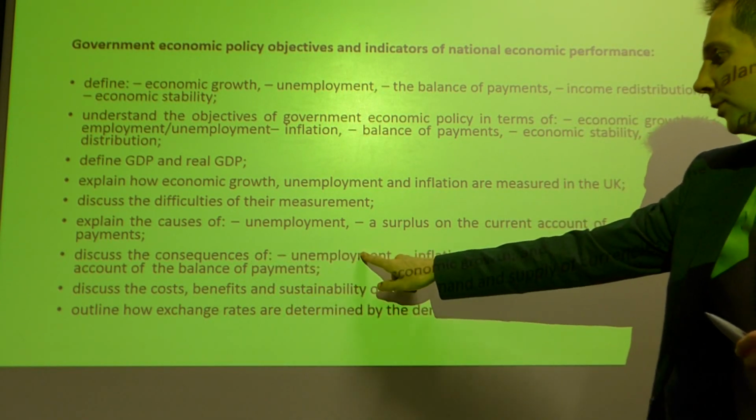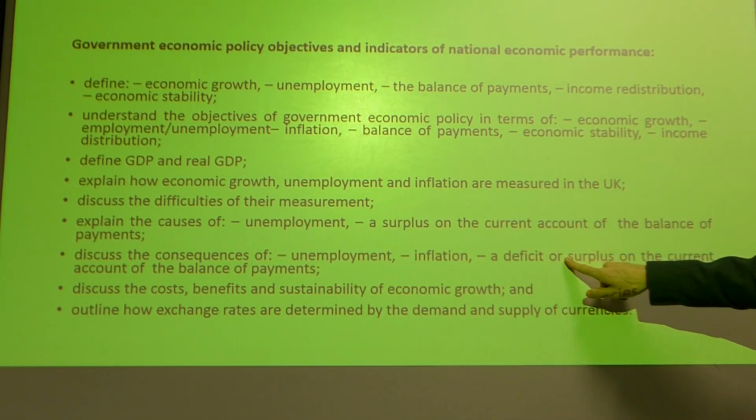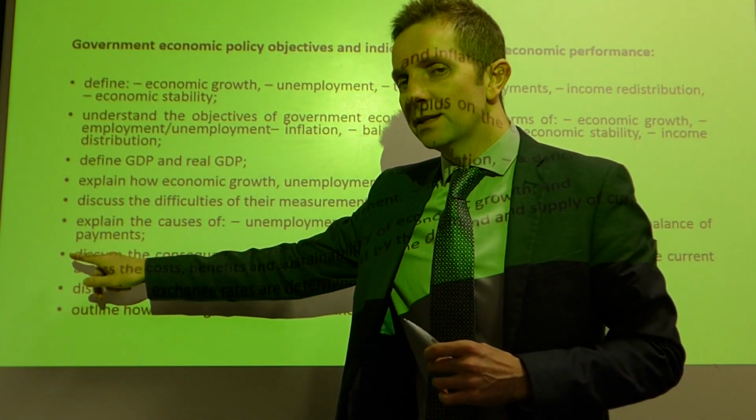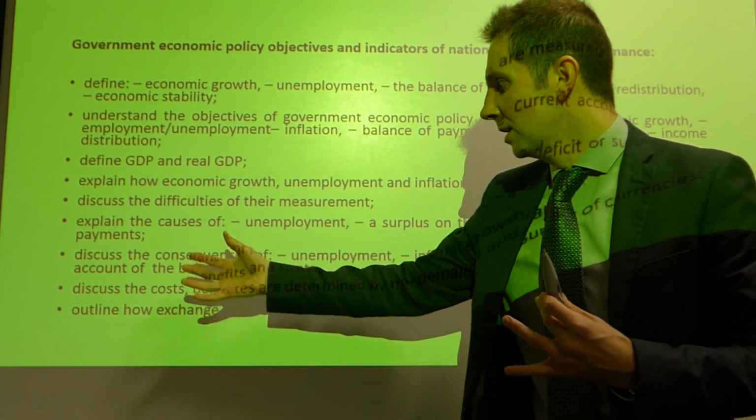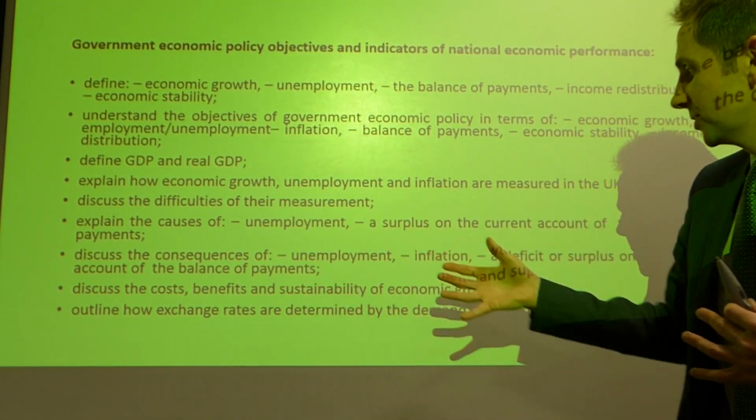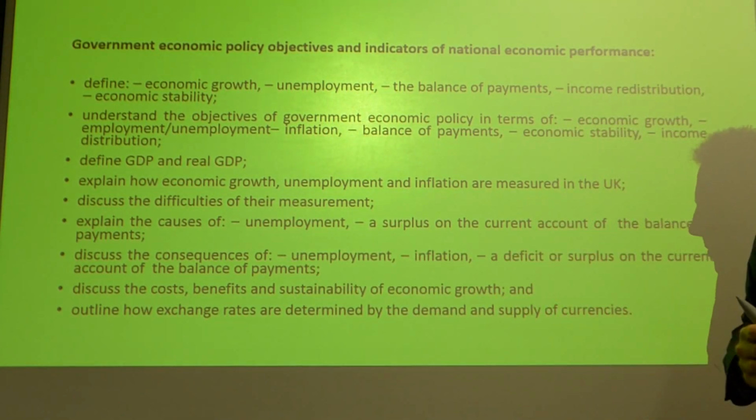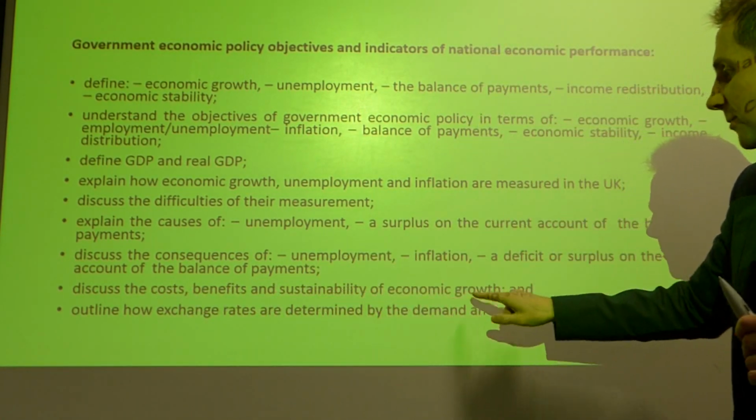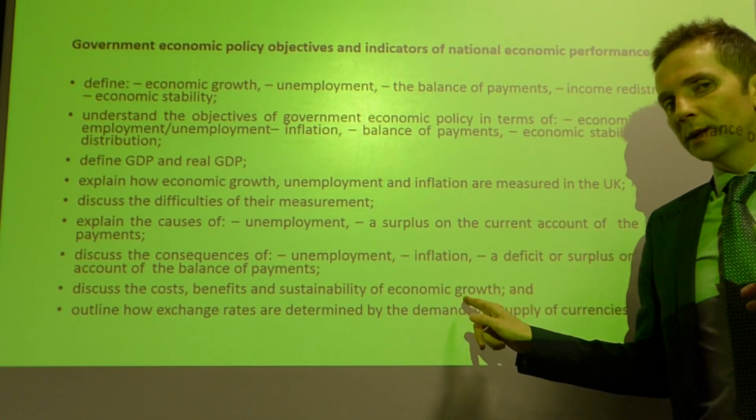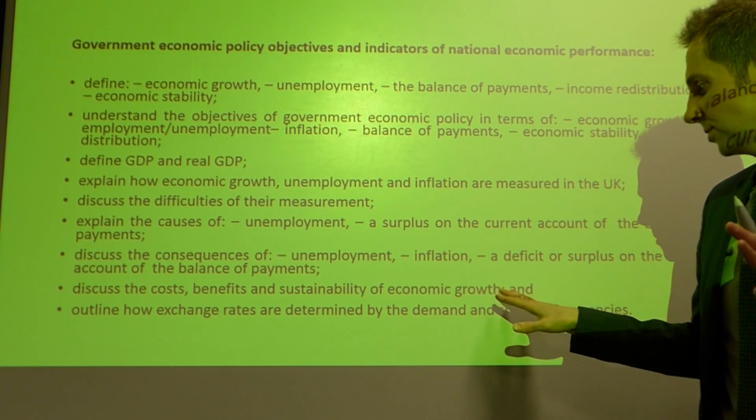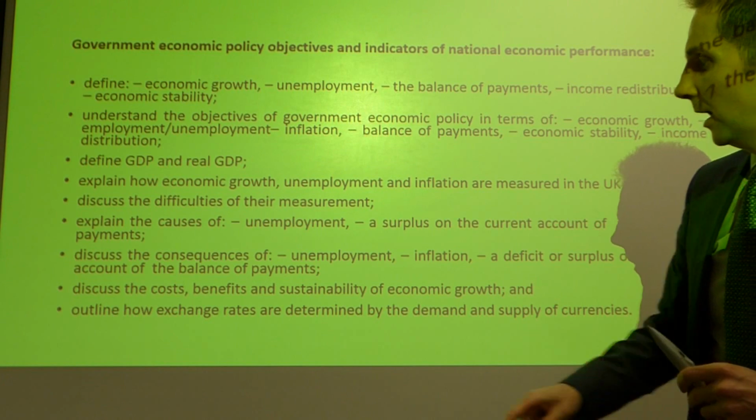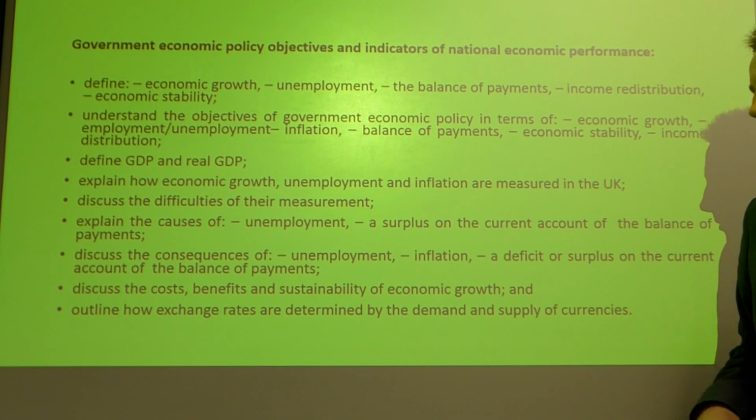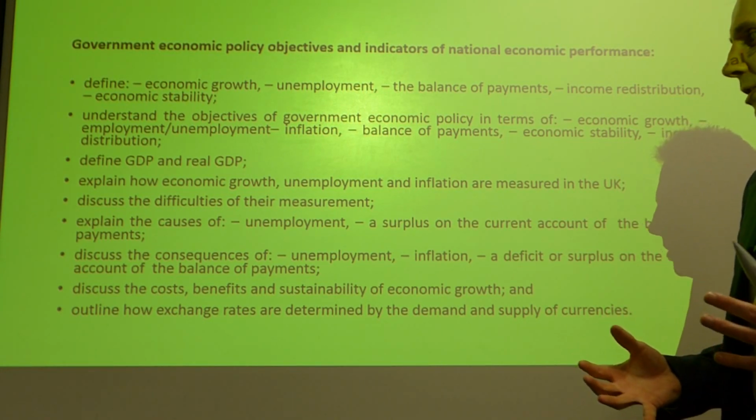Discuss consequences of unemployment, inflation, a deficit or surplus on the current account of the balance of payments. So this is a potential 18-mark essay question. Obviously it's a discussion question, and you could be asked to discuss unemployment or discuss inflation or discuss current account position. Alternatively, you could be asked to discuss the costs, benefits and sustainability of economic growth. Now that hasn't been on the paper for quite some time. Quite a straightforward essay, so a nice one to prepare for. And finally on this section, outline how exchange rates are determined by the demand and supply of currencies. We haven't really had a lot on exchange rates of late.